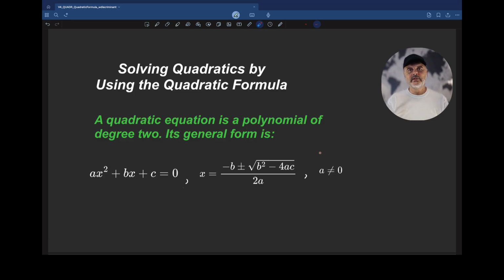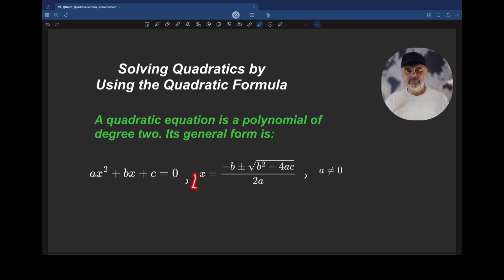So quick reminder, a quadratic equation is a polynomial in the form ax squared plus bx plus c equal to 0. What is important is that the second degree term has to be present. Otherwise, we don't have a quadratic equation. An important restriction is that the leading coefficient a is not equal to 0.